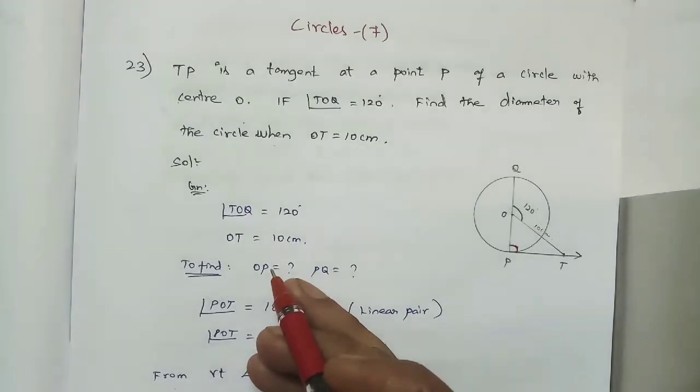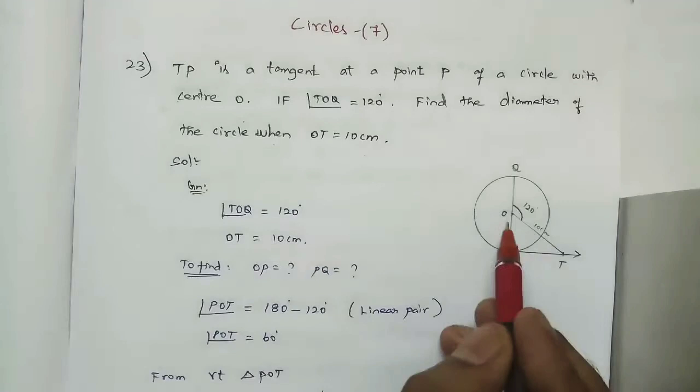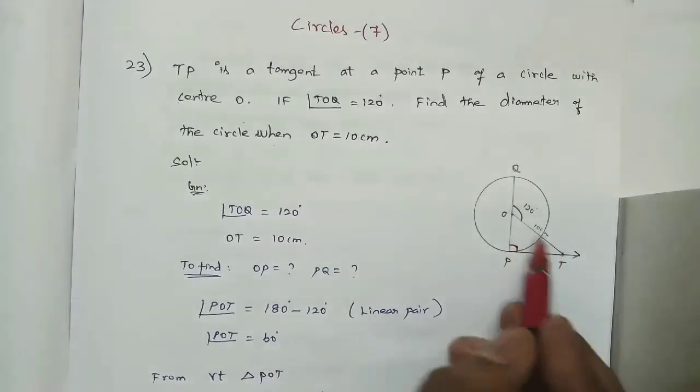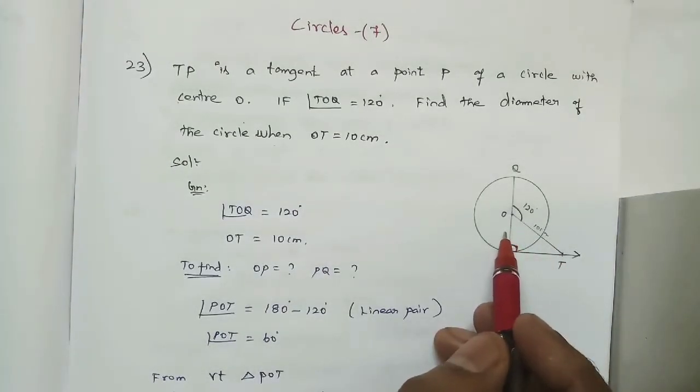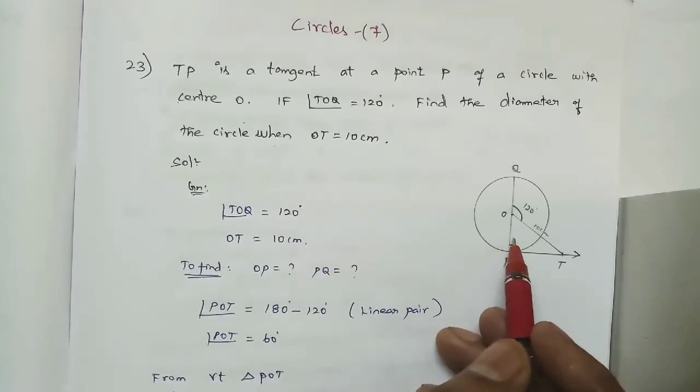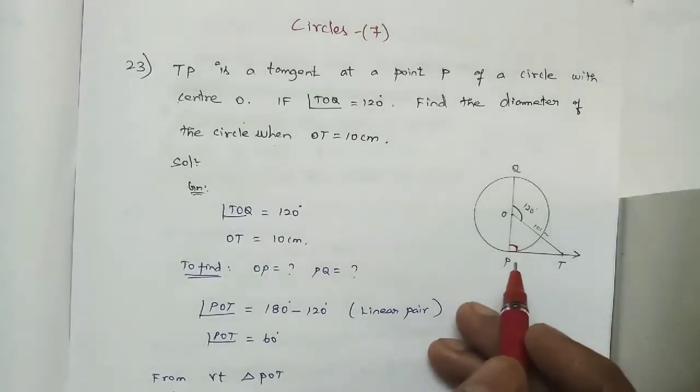See how I am going to find it: the application of trigonometry in a right angle triangle. In a right angle triangle, if you know one side and one acute angle, then we can find the remaining two sides of the right angle triangle. We have already discussed this. So with the help of that application of trigonometry, I am just going to find it.